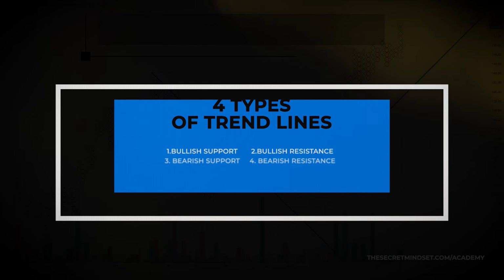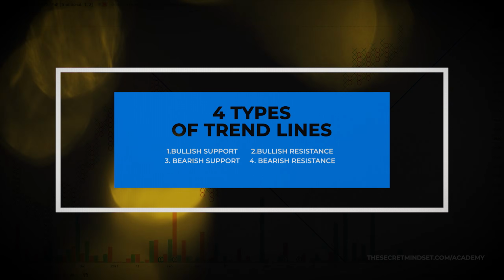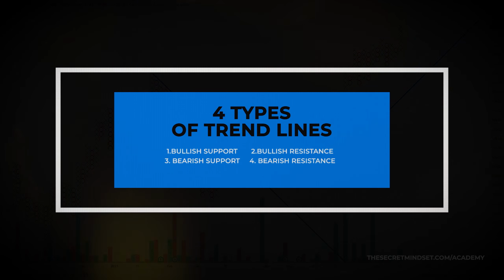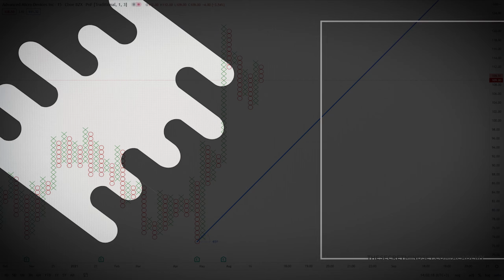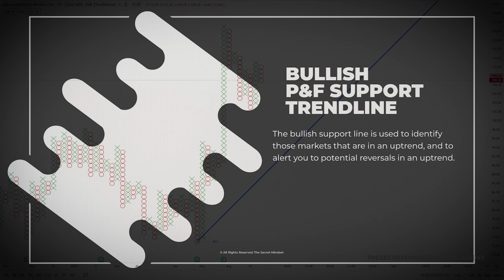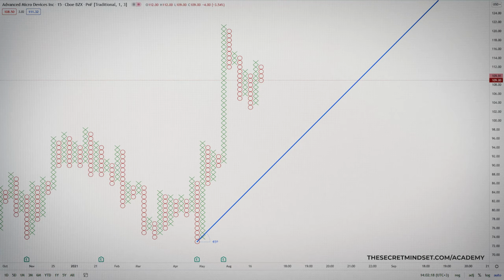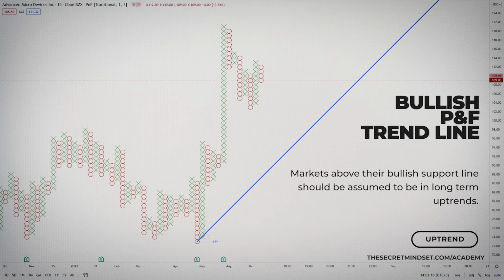There are 4 different types of trend lines you can use with point-and-figure charts: bullish support, bullish resistance, bearish support, and bearish resistance. The bullish support line is used to identify those markets that are in an uptrend and to alert you to potential reversals in an uptrend. Markets above their bullish support line should be assumed to be in a long-term uptrend. The trend line doesn't connect points and can therefore be drawn immediately when an uptrend begins.